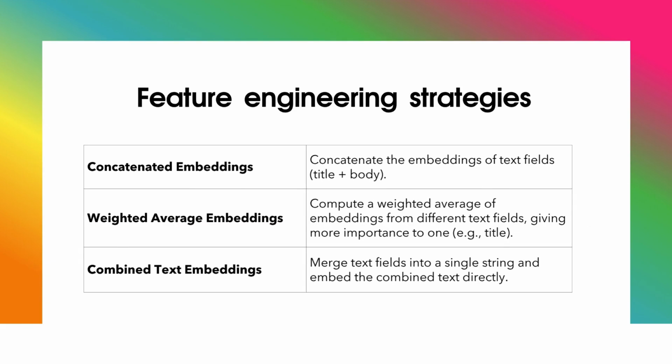To improve representation quality, we experimented with several feature engineering techniques, such as concatenating embeddings of title and description, using weighted averages to emphasize more important fields, and directly embedding the combined text fields for a holistic representation.